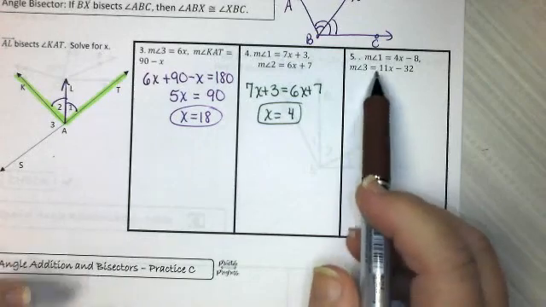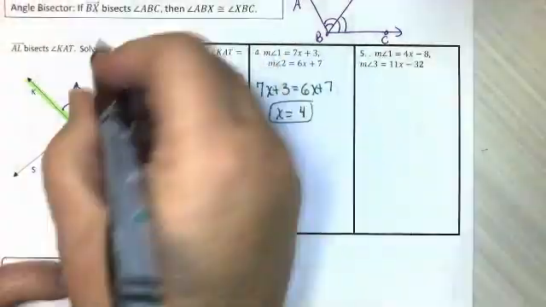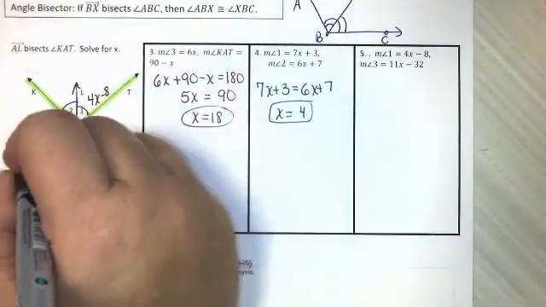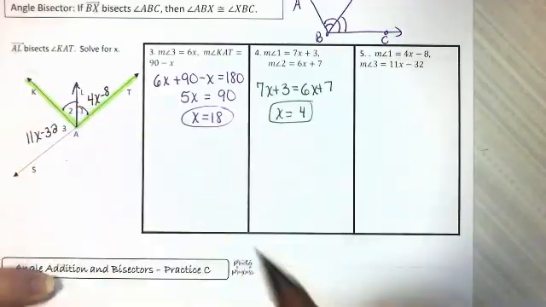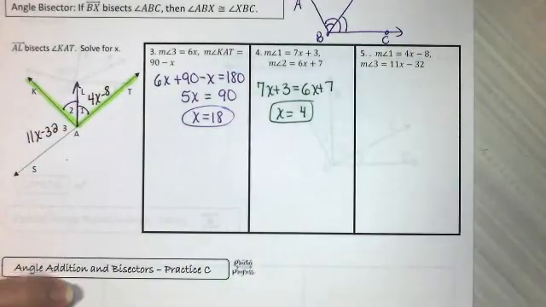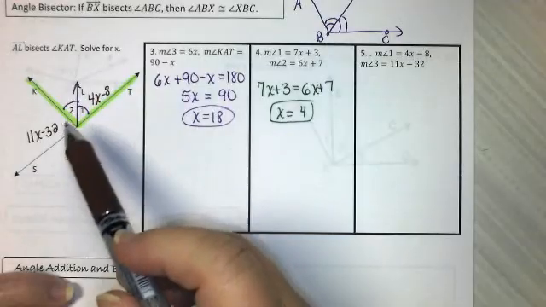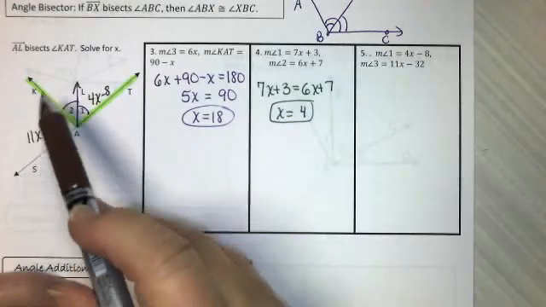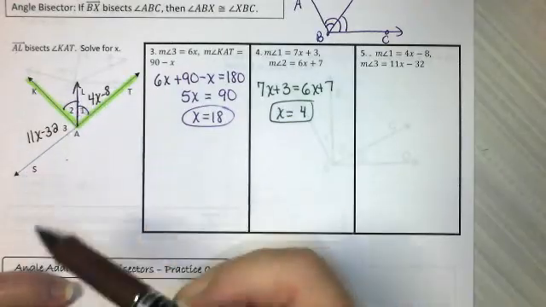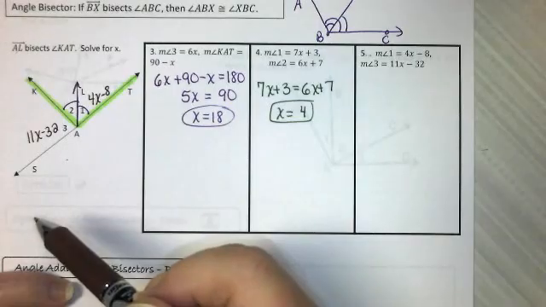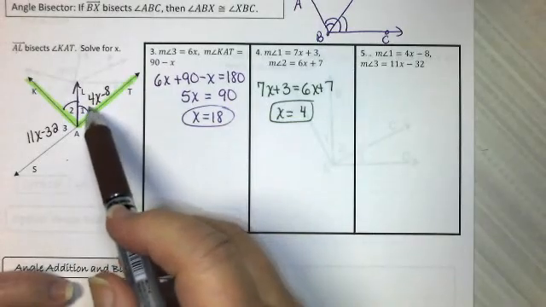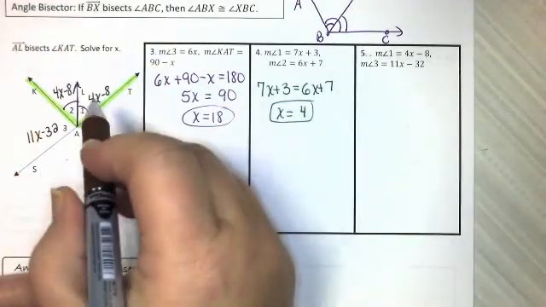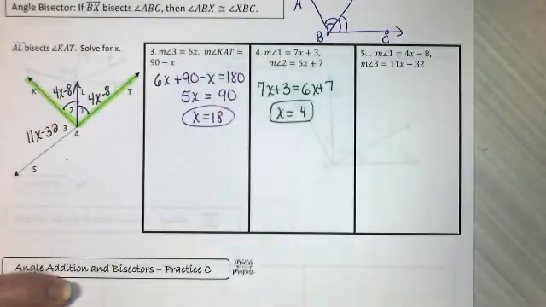Now, this one's interesting. They gave me the measure of angle 1. I'm going to write it over here now. Angle 1 is 4x minus 8. Angle 3 is 11x minus 32. I feel like I'm missing something. I know angle 1, I know angle 3, and angles 1, 2, and 3 all together make this straight line, but they didn't tell me the measure of angle 2. Or did they? Remember that angle 1 and angle 2 are congruent. So if angle 1 is 4x minus 8, so is angle 2.